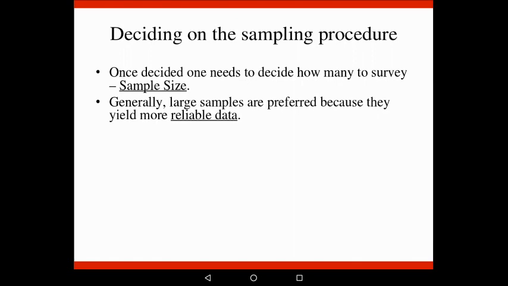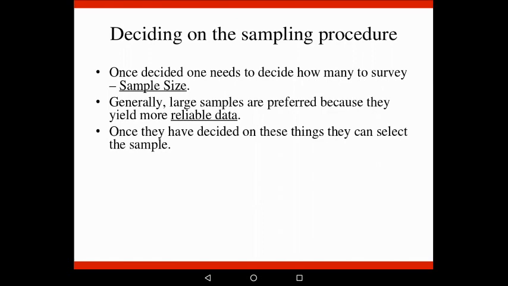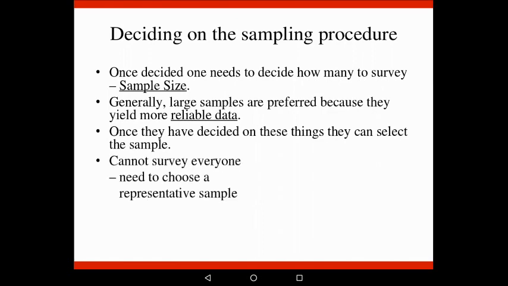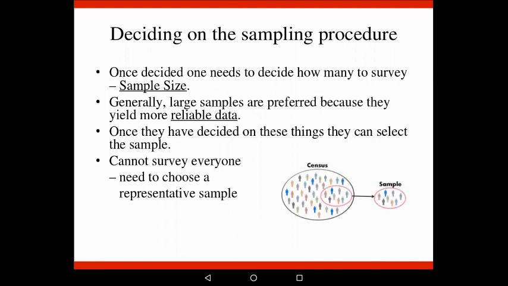Generally, large samples are preferred because they are then more reliable. The data is more reliable if there's lots of people who are answering the questions. Once they've decided these things, they can then select the sample. You cannot survey everyone, so you need to choose a representative sample, a group of people that represent the whole population. Okay? A census is when you survey everyone, whereas a sample is if you only take a few of them that represent all the others.